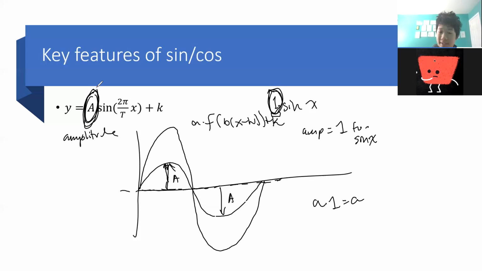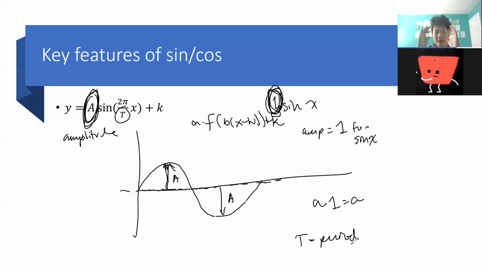So that's why the amplitude itself is the a value. It is the a value because the base was 1, which means if we multiply by the a value, the amplitude automatically becomes the a value. So the amplitude is the a value. Okay, so that tells us how stretchy it is in the vertical direction. Next one is t. t is period.